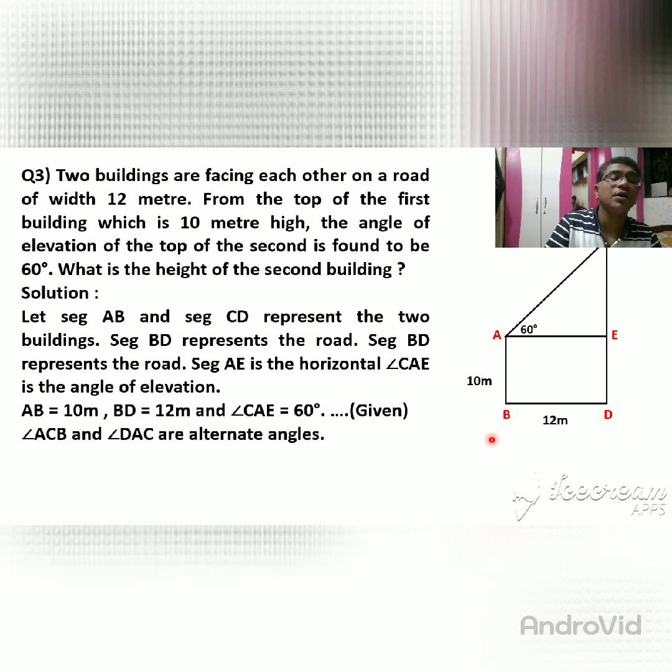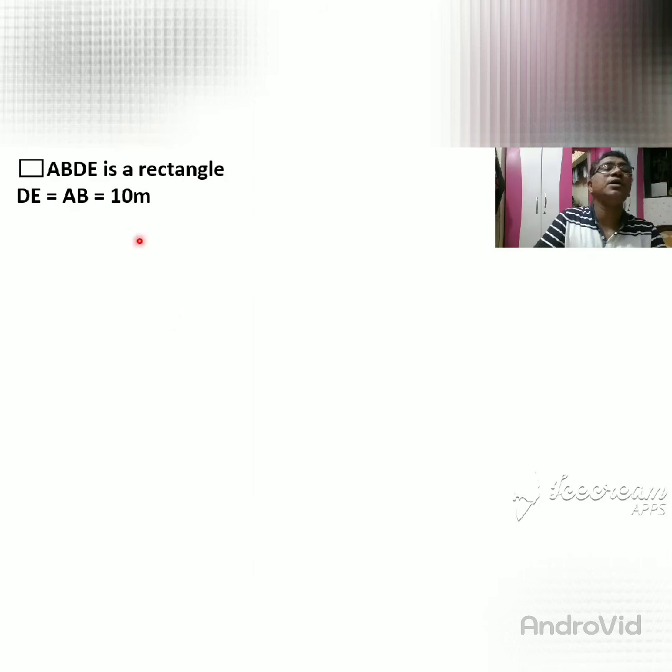This is the angle ACB and this is the angle DAC. They are alternate angles, so they are congruent. Then CAE is equal to 60 degrees, so we solve the problem. ABCD is a rectangle. Why is it a rectangle? Because each angle is 90 degrees and opposite sides are congruent. So CD is equal to AB, because this is 10 meters, so both are 10. CD is equal to AB is equal to 10 meters.